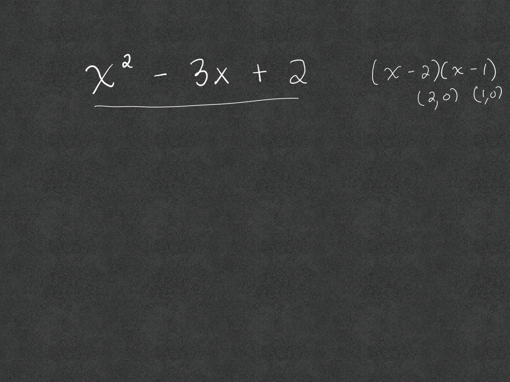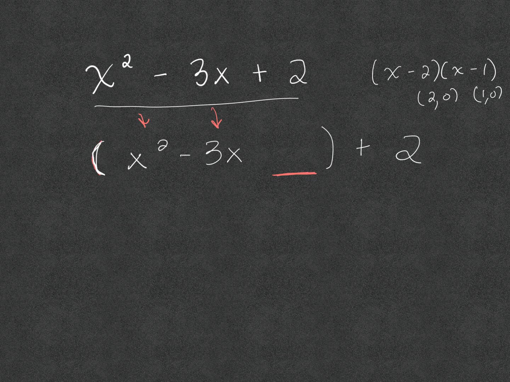Okay, the very first step is to put the x terms inside parentheses. X squared minus 3x inside the parentheses, so that term there, that term there. Now I'm going to leave a space right here, and I'm going to put the constant 2 on the outside, and I'm going to leave a space right there next to the 2.